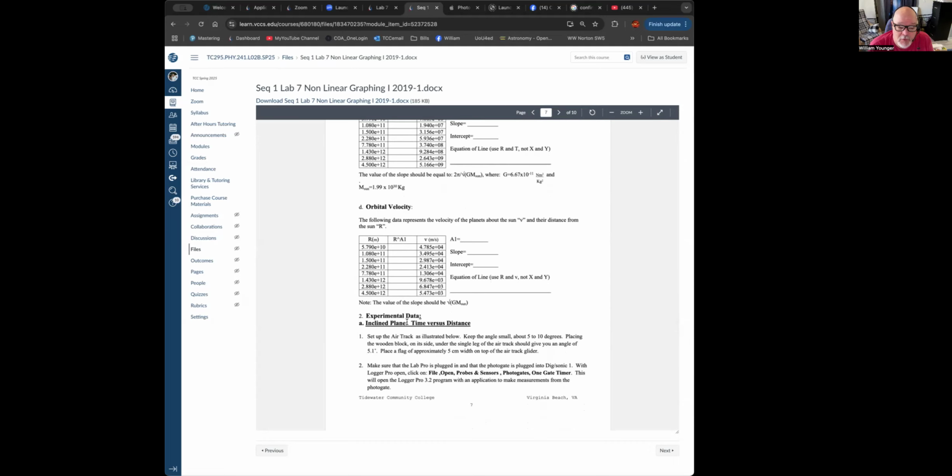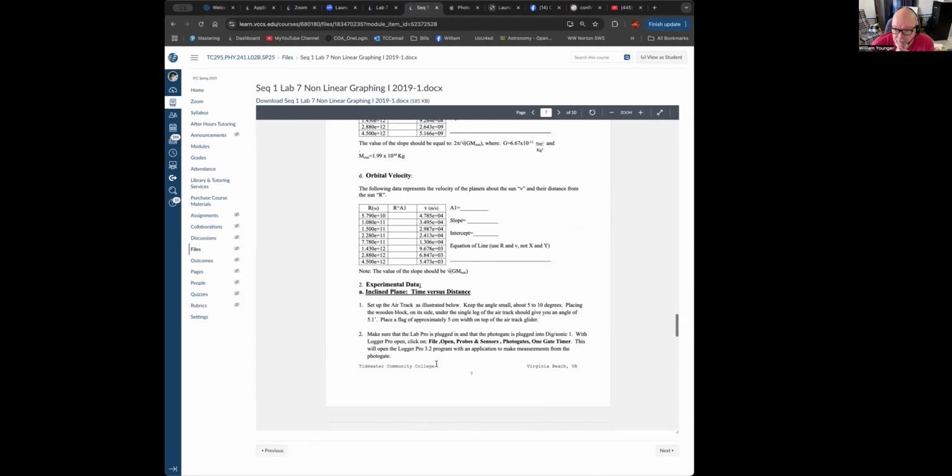And then finally, they're wanting you to take some data for the inclined plane. I shouldn't say finally, but now they're also wanting you to take some experimental data for an inclined plane. What you'll notice in the addendum is we actually gave you that data, but this is the data that it seems my students are making mistakes.